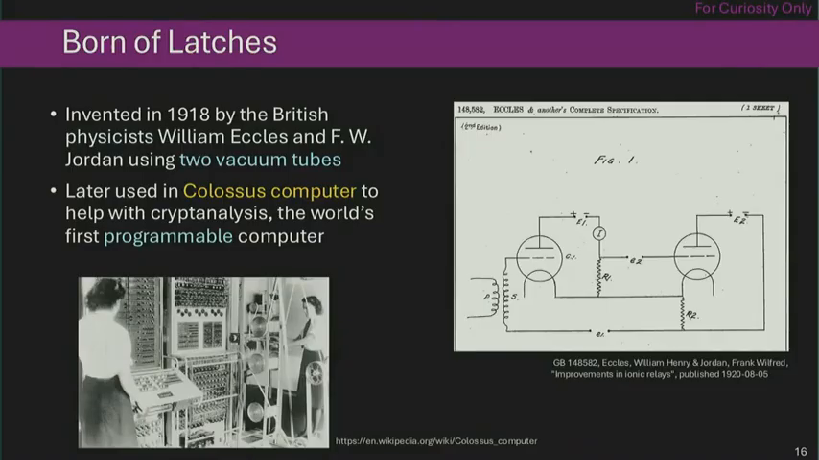So the latch is the first memory device that we saw. It was invented in 1981 by some British physicists using two vacuum tubes. Does anyone know what vacuum tubes are?